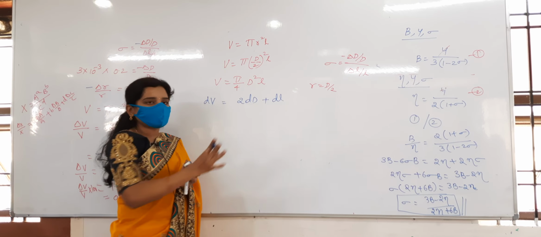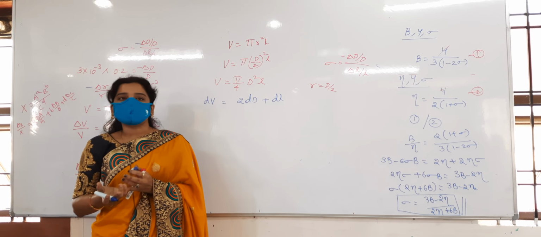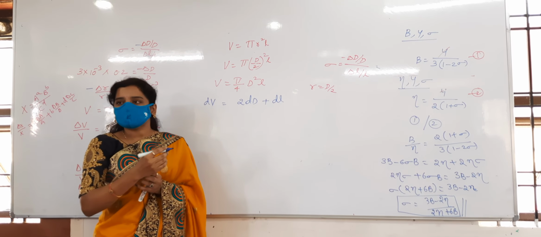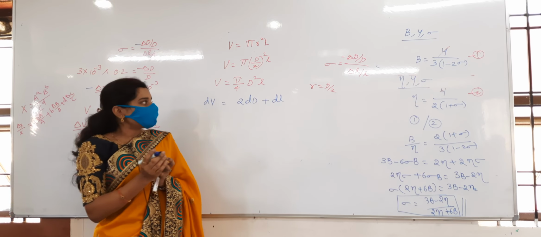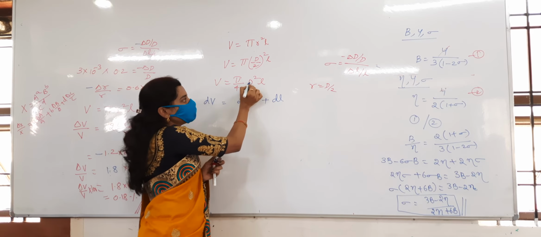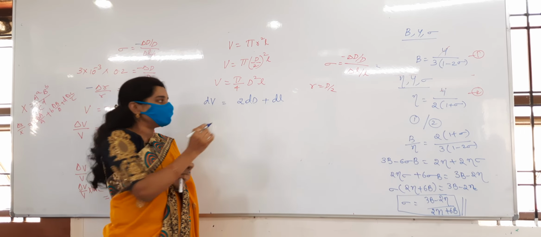What about the pi by 4? Constant. Is there any differentiation for that? Differentiation of a constant becomes how much? 0. I am applying the U into V method formula only. In that, D square is a variable, nothing but 2 into dd. Then which is constant here? L is constant.